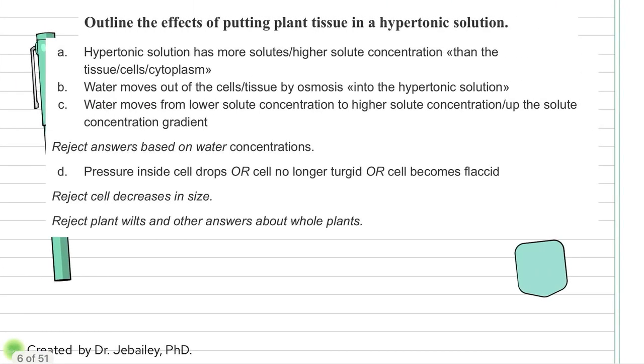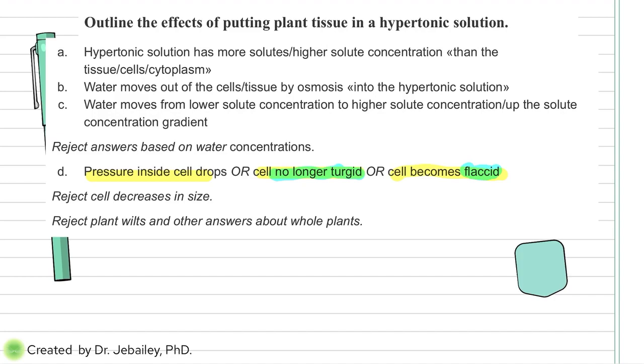To continue, pressure inside the cell drops, or the cell no longer is turgid, or the cell becomes flaccid. So this is what you mean by the cell is starting to become less big or less of its normal size. But we don't use those words. You have to use the right scientific word. So you can definitely use the word flaccid, or you can say plasmolyzed. Any of this stuff works. It's not on this one, but it's definitely going to be on the next mark scheme. Or you can say no longer turgid. Turgid would be when it's really big and bursts.